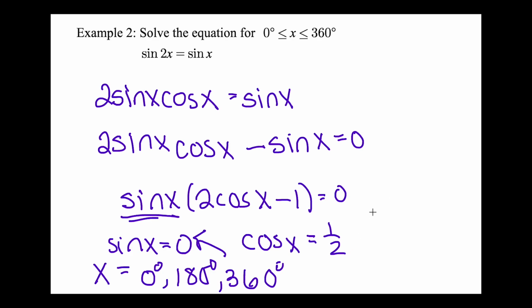If I take the inverse cosine of 1/2, x is equal to 60. Cosine is positive in quadrants 1 and 4. So my other answer is 360 degrees minus 60 degrees, or 300 degrees. So all of the solutions to this problem are 0 degrees, 180 degrees, 360, 60, and 300.